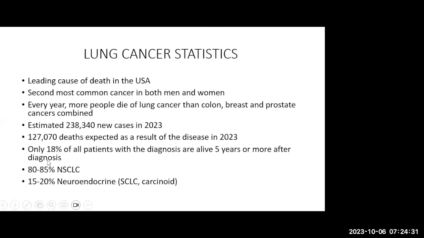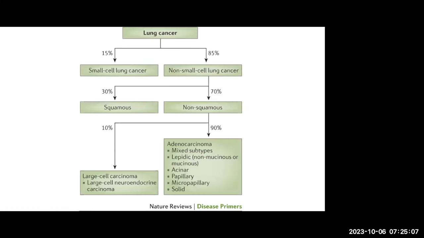And then, most of the lung cancers are non-small cell lung cancer, about 80 to 85%, which is what I'm going to be covering in this lecture. 15 to 20% are neuroendocrine, which includes small cell lung cancer and carcinoid. The reason I'm not going to cover this is because these are imaged, for the most part, with a different radiopharmaceutical, and there is no time to cover both in this lecture, of course. So we're going to focus on FDG PET-CT, which is used to follow and stage non-small cell lung cancer.